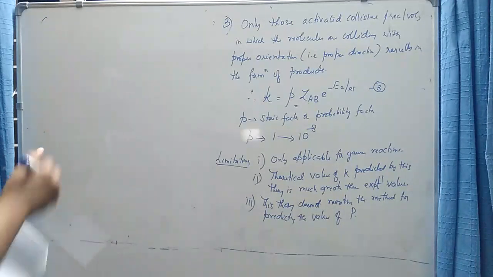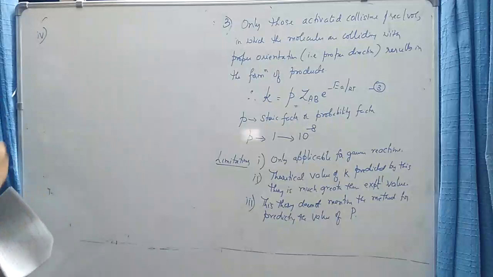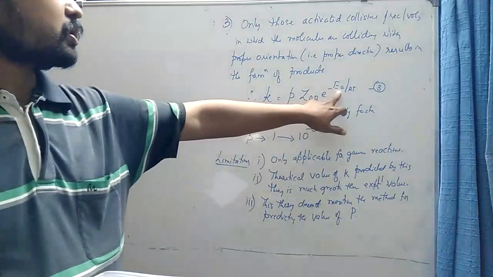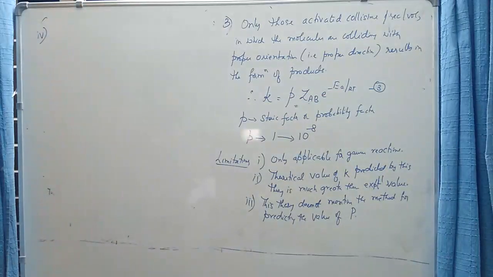The fourth limitation of this theory is, here EA represents the activation energy. So when the molecule gets activated, it means the molecule now has excess energy than the normal molecule. When the molecule has excess energy, in which degree of freedom is that energy manifested? A molecule's energy may be invested in its different degrees of freedom. What do you mean by degree of freedom? It is the different modes of motion.